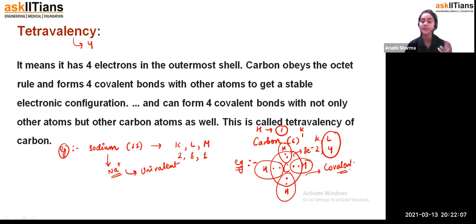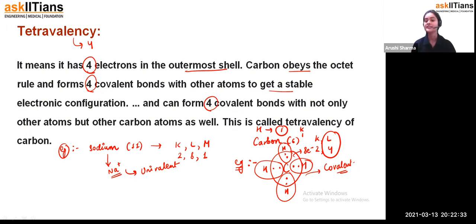So that's how, students, carbon shows tetravalency. It has 4 electrons in the outermost shell. Carbon obeys the octet rule and forms 4 covalent bonds with other atoms to get a stable electronic configuration, and it can form these bonds not only with other atoms, but with other carbon atoms as well. It's not like only other atoms are involved; a carbon atom can also be there.